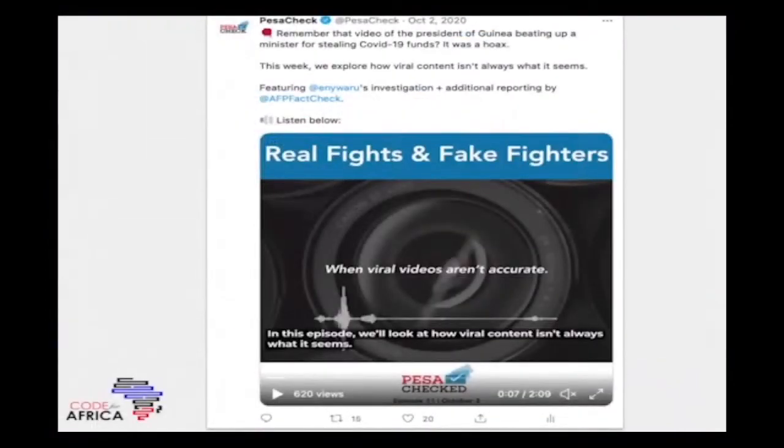So this is a screenshot of a tweet from PesaCheck, which again is a fact-checking organization in Africa. And what we did is we took PesaCheck's fact checks and we repackaged them into multimedia content. And we did something really, really important, which is we made sure that that multimedia content was accessible to everyone by adding captioning, by adding subtitles.